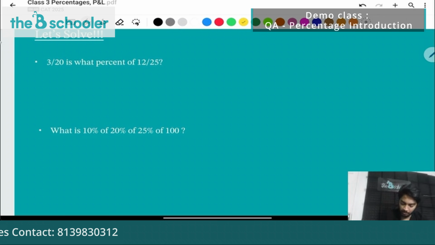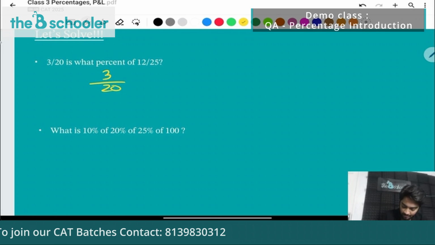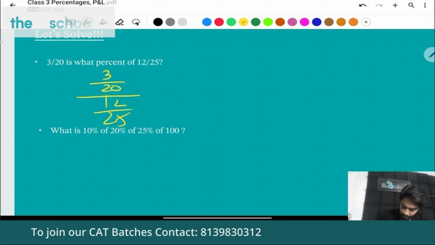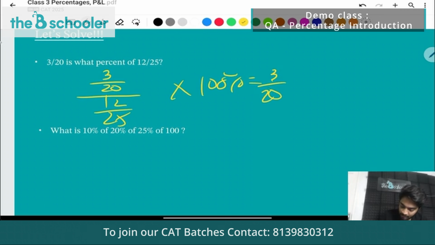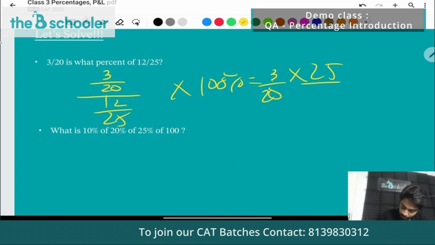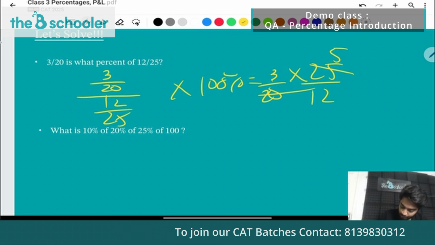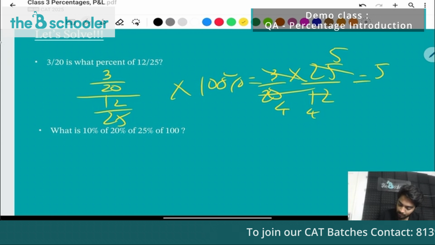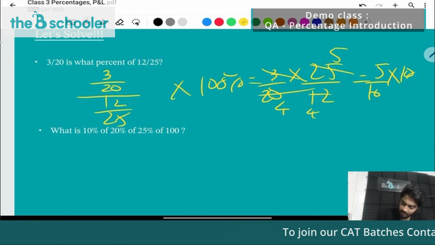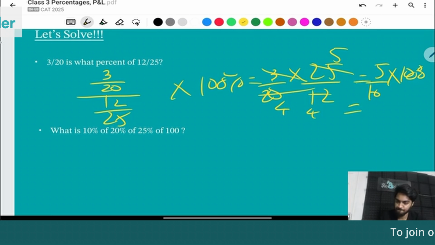Okay, let's quickly solve it. 3 by 20 is what percentage of 12 by 25? It just comes down to 3 by 20 divided by 12 by 25, into 100 percentage. So this is nothing but 3 by 20 into 25 by 12. Cancel it out. You get 5 here, you get 4 here. Correct? You get 5 by 16 into 100 percentage, which is 31.25. Correct?